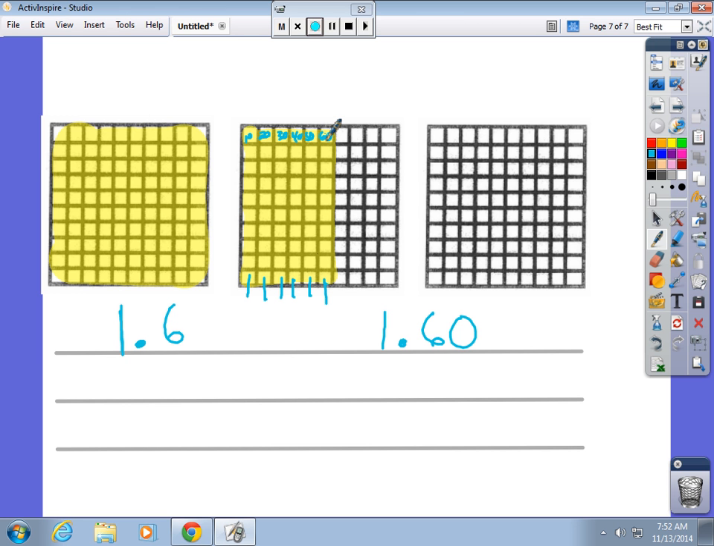We know that 1 and 6 tenths and 1 and 60 hundredths are equivalent. They have the same value. So if I wanted to write this as a fraction, I could write it as 1 and 6 tenths, or I could write it as 1 and 60 hundredths. Those are equal. They are the same thing. Keep that in mind on our test/quiz tomorrow.